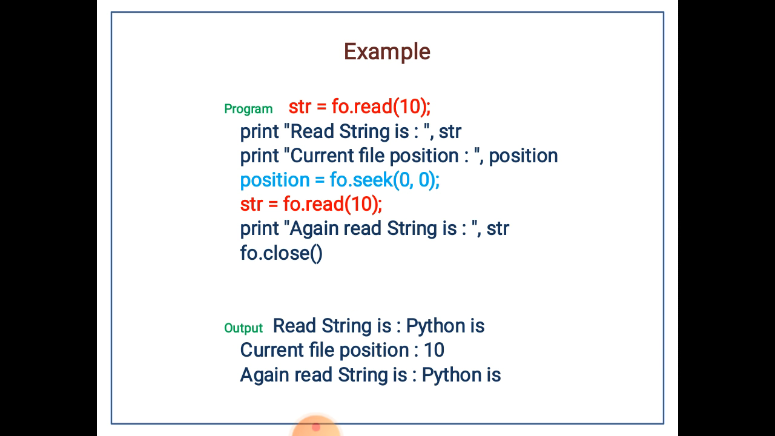Let us see an example here. There you can see in red letters: str = fo.read(10), to read the first 10 letters. Next, print the read string, str. Next, print the current file position. The position here is 0, 0.